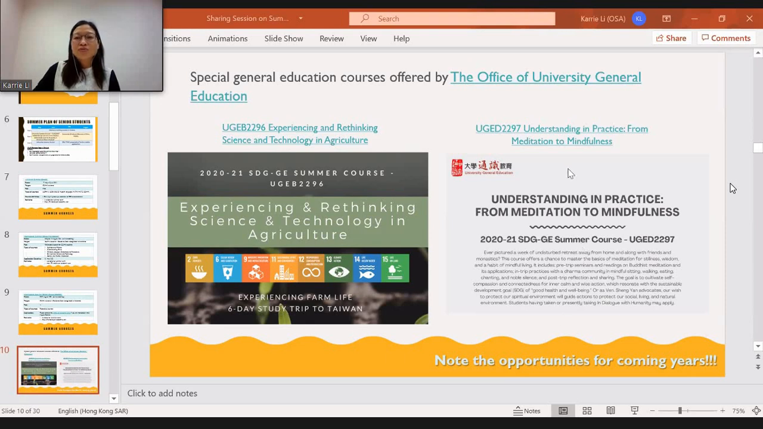And for this course, which is about meditation to mindfulness, which also includes lectures plus experiential learning, you will go to Taipei for some mindfulness practice, and then come back. You do the group presentation as well as submit a reflective essay. Because of the course nature, they are conducted in Cantonese and Putonghua.